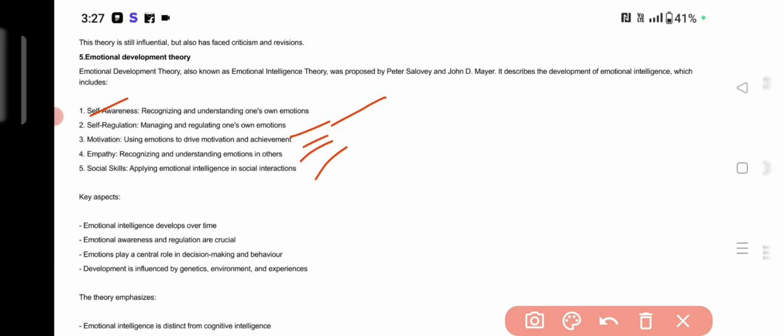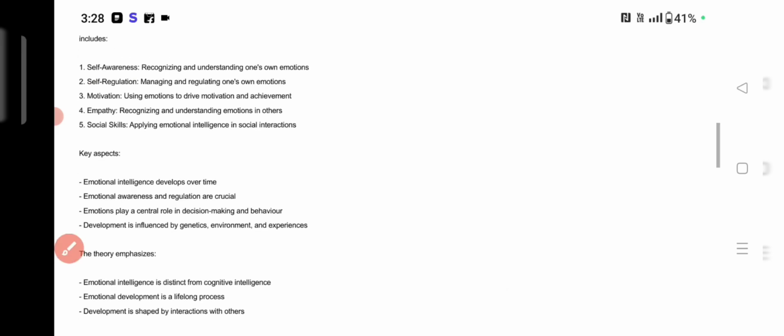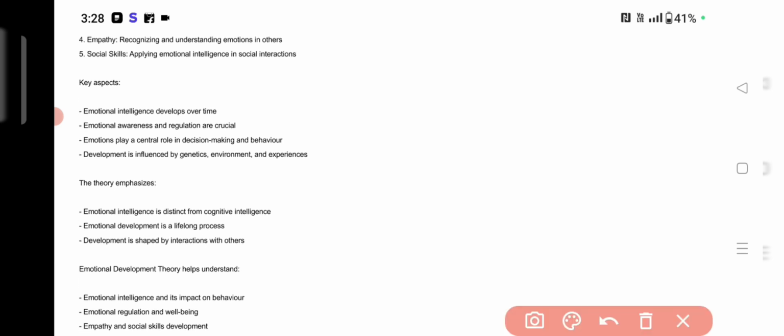Motivation: using those emotions, how you will be motivated to achieve goals. And coming to the next one, empathy, recognizing and understanding the emotions in others. Empathy means showing concern towards others, that means understanding the other person's perspective, recognizing their feelings and emotions. And social skills, applying emotional intelligence in social interactions, that means how you handle those emotions towards other individuals.